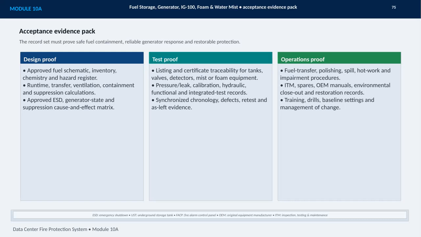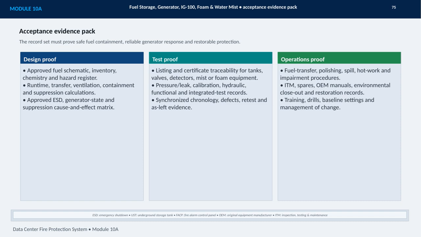This slide defines the acceptance evidence pack for fuel storage, generator systems, IG-100 foam, and water mist protection. The central requirement is that the record set must demonstrate safe fuel containment, reliable generator response, and protection systems that can be restored after testing, impairment, or an event. The first category is design proof. That includes the approved fuel schematic, inventory and chemistry information, hazard register, engineering calculations, and the approved cause and effect matrix covering emergency shutdown, generator states, and suppression responses.